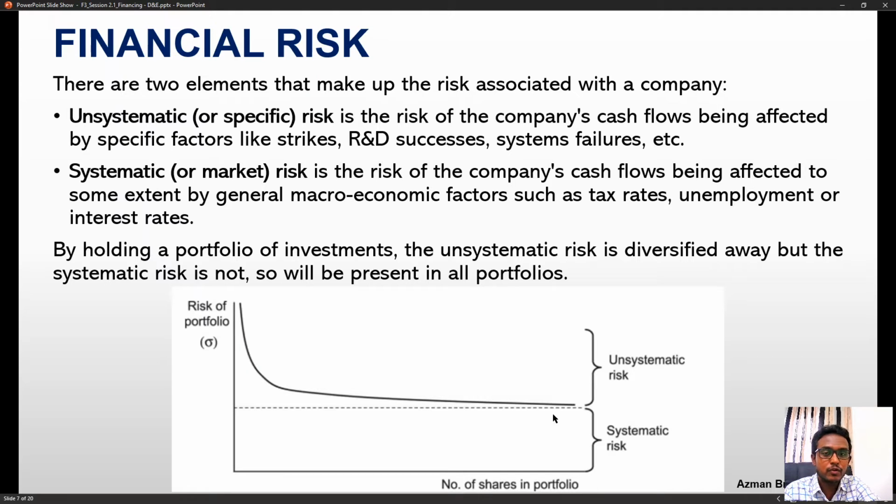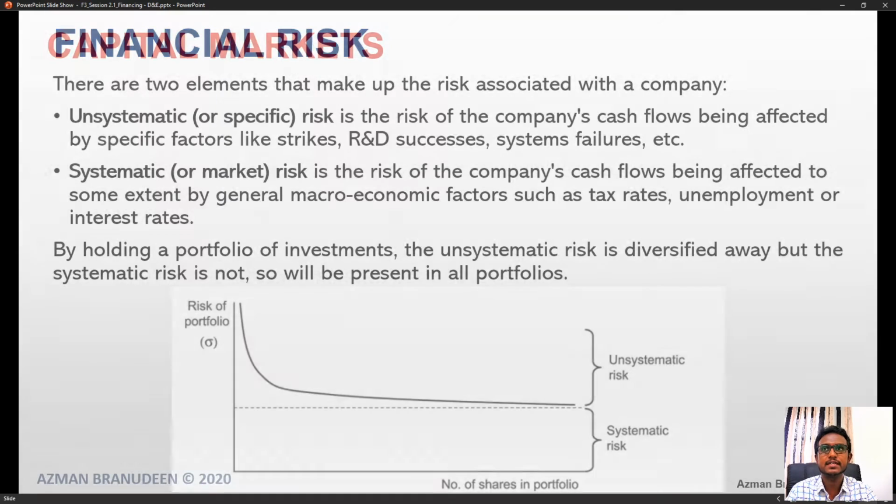This is how it usually works. As the number of shares in a portfolio and the diversified nature of the portfolio increase, you will notice that your unsystematic or specific risk is diversified to almost, not exactly zero, but very minimal levels, whereas the systematic risk will always be there. This is one reason why we set the beta of the market at always 1, where the market risk is inherently always there. We will look at the beta factor as we go forward. So those are the two elements that make up the risk associated with a company.